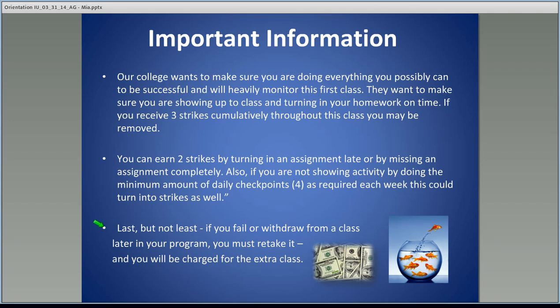And just know that this strikes policy does only occur in our first class, so your first month of school, and that those strikes do roll over from week to week. So if you get 2 strikes during your first week of class and another 2 during your second week of class, that could result in being removed from the class.